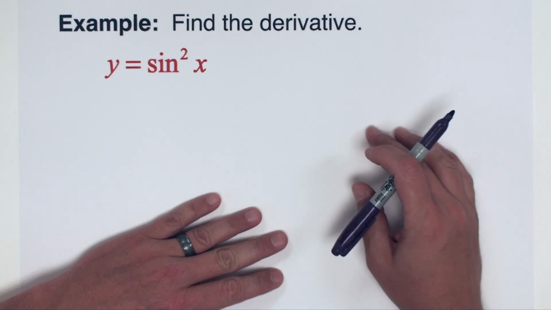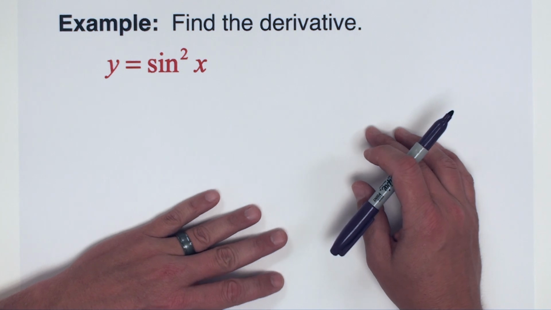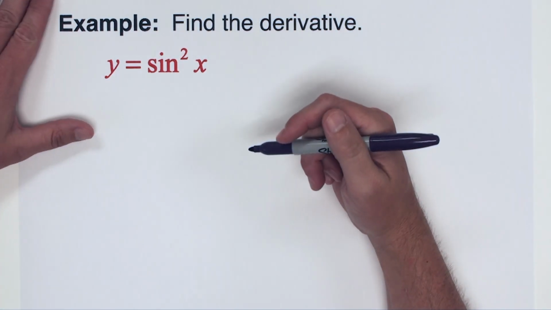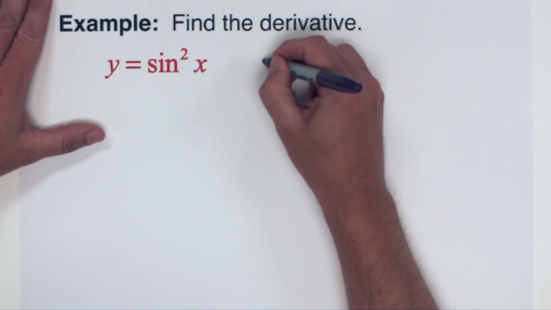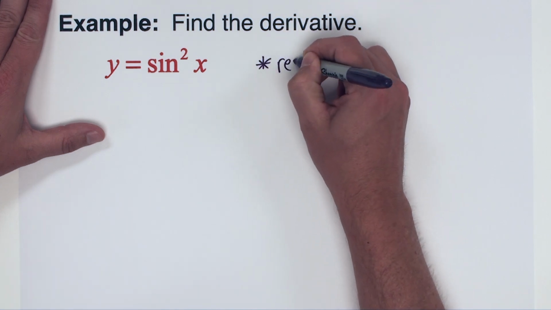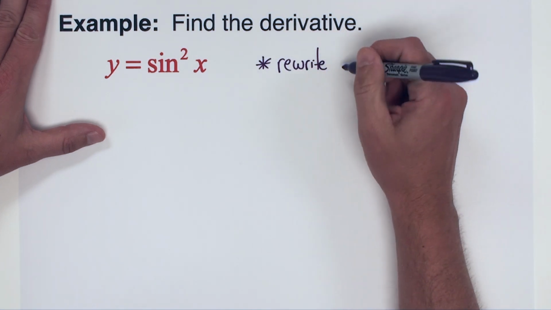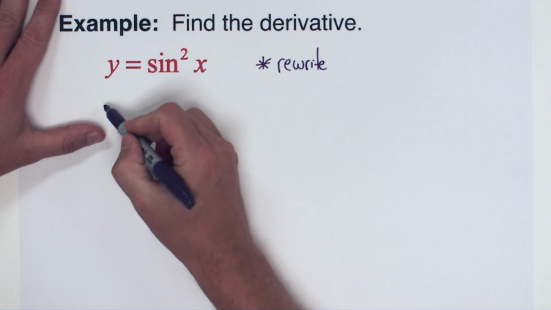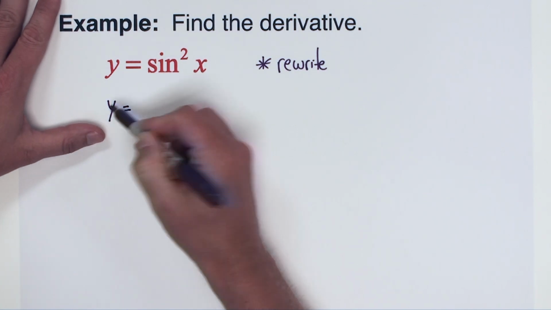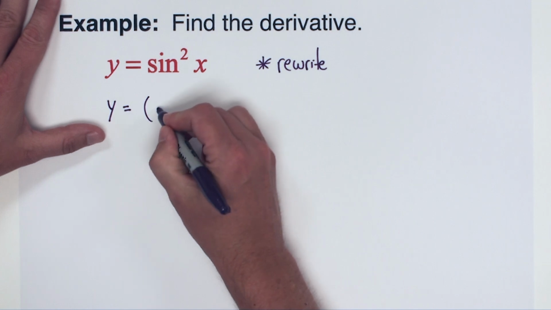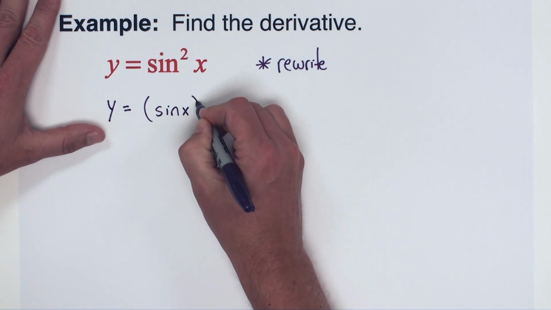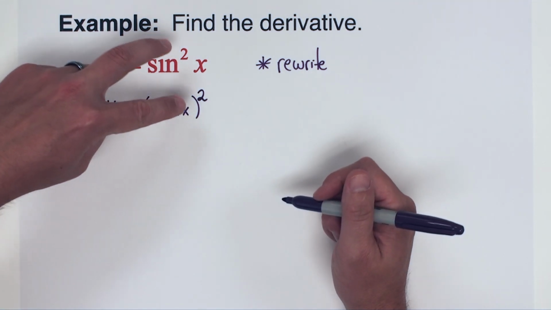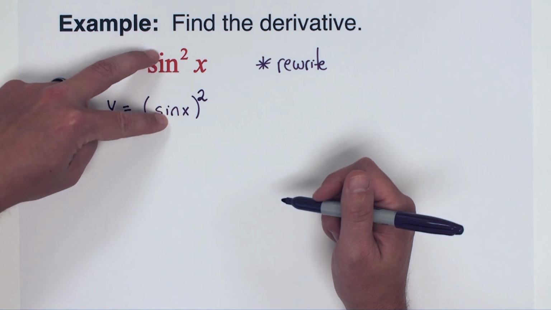Okay, the final example problem, we have y equals sine squared x. I think for me, when I'm taking derivatives of trig functions that are raised to powers, the first thing I want to do is rewrite the function. I'm going to rewrite or re-express the exponent. So I'm going to rewrite this. Notice it's still y. I don't have y prime yet. And I'm going to say this is (sine x) squared. So these are different forms, but they're the exact same meaning. They're the exact same expression.